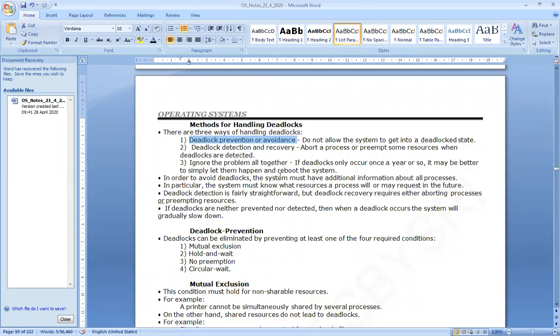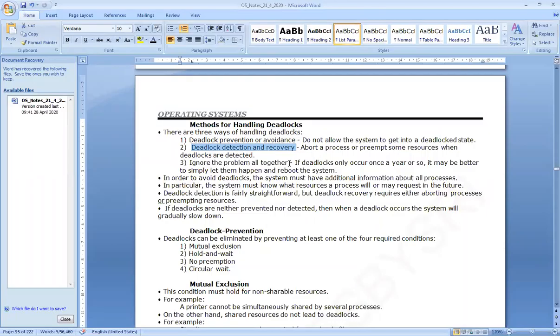Otherwise, the second solution is deadlock detection and recovery. This we can do, this is possible. Whenever the processes are executing and we come across a deadlock situation, we can detect that situation and recover from it. That is always possible. Detection of a deadlock and recovery from the deadlock is very easy and can be done. That is the second method for handling deadlocks.